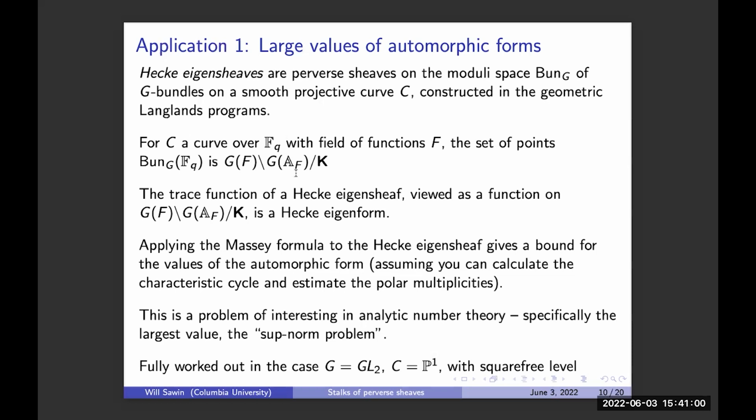And so what happens when you plug the Hecke eigensheaf into this Massey type formula in characteristic p? It gives you a bound for the values of the automorphic form, at least assuming that you can calculate the input to the formula. You can calculate the characteristic cycle, you can control the polar multiplicities, and get an actual number out of it.